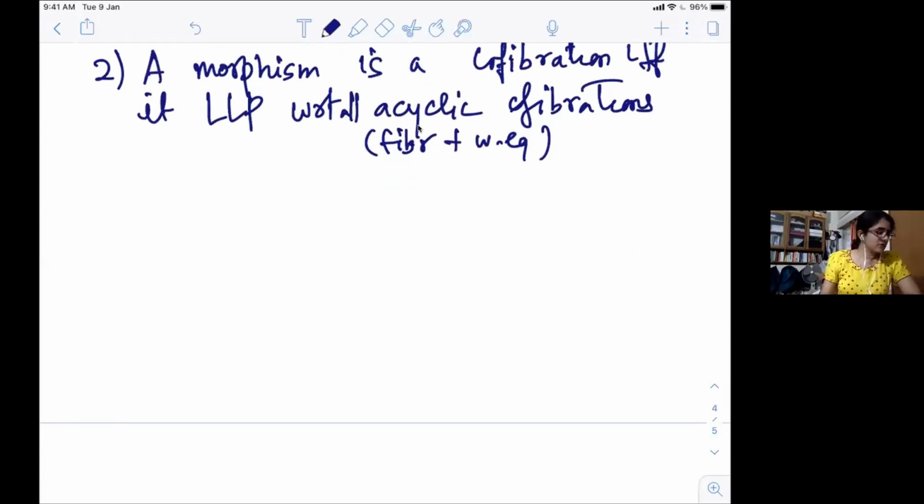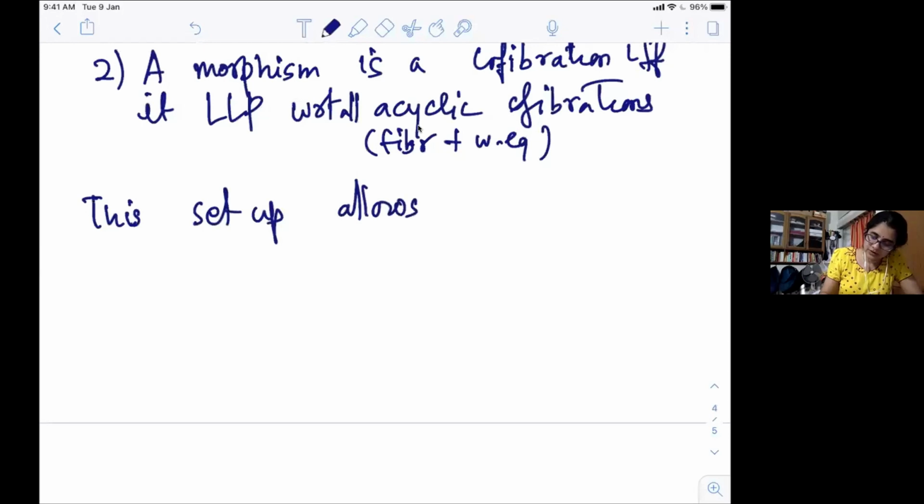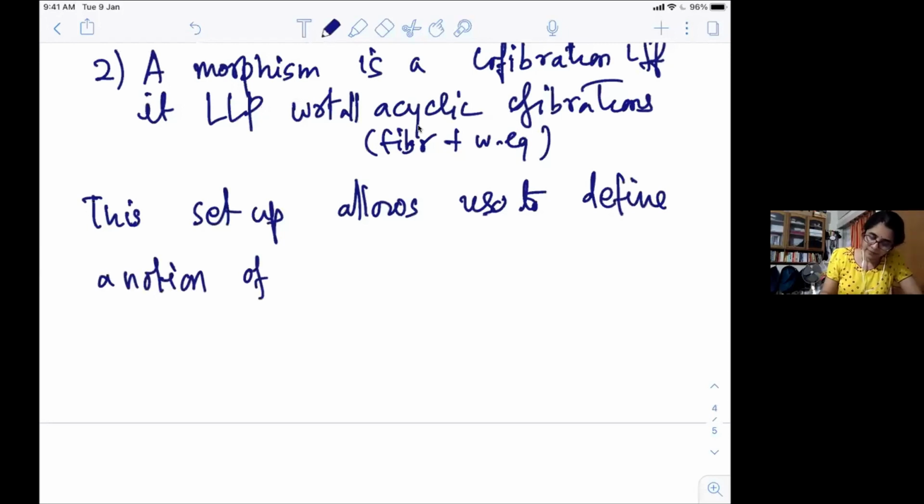So what does all this structure allow you to do? Okay, so all this setup basically allows me to define what is called the homotopy category. So it allows me to define it formally, and so this setup allows us to define a notion of homotopy in tune with the weak equivalences.